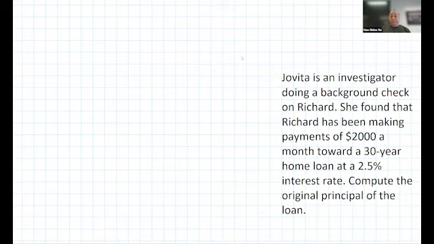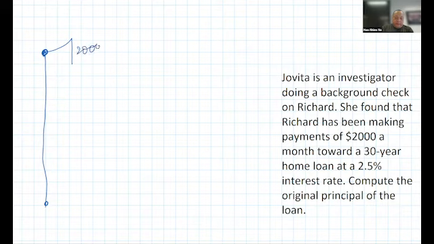All right, new problem. Jovita is an investigator doing a background check on Richard. She found that Richard has been making payments of $2,000 a month toward a 30-year home loan at a 2.5% interest rate. Compute the original principal of the loan. So Jovita found out that Richard has been making payments on some loan. So he took out some loan in the past, and now he's making $2,000 payments a month.